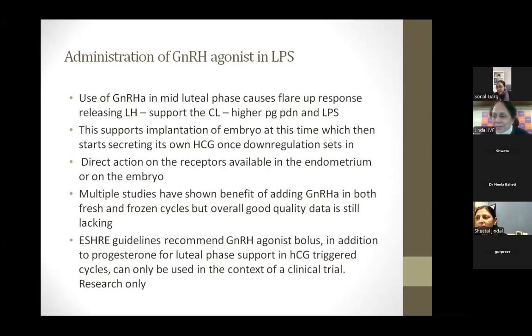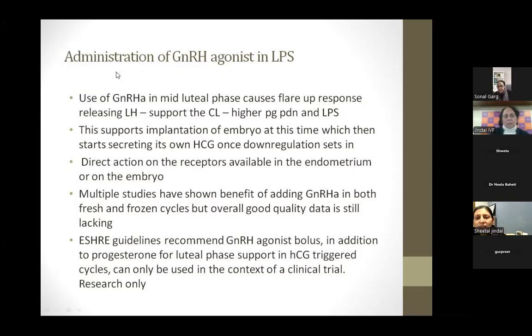Ma'am is explaining very beautifully. As we all know, luteal phase support is mandatory in ART cycles, and after that there are various routes. I would like to ask about adjuvants. I think ma'am will be covering that in the later slides. So I have tried to take the commoner adjuvants because the list is endless. So I'm just covering those.